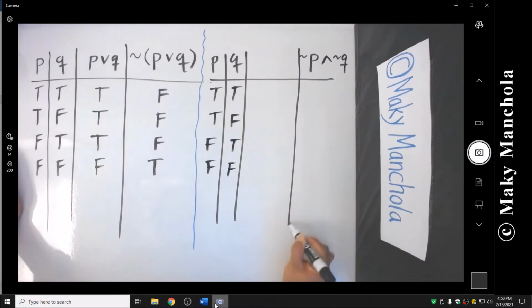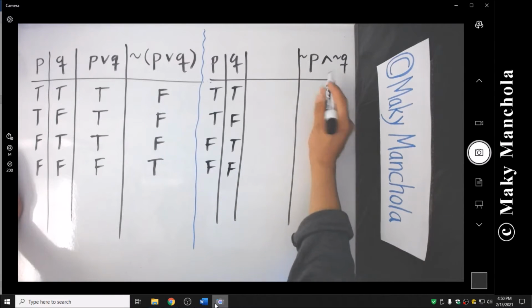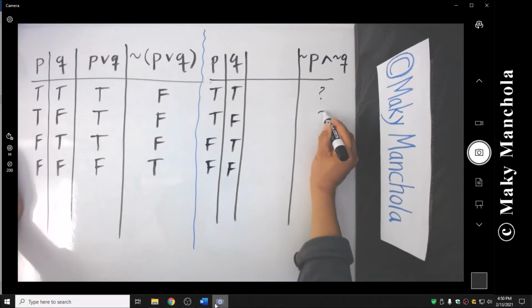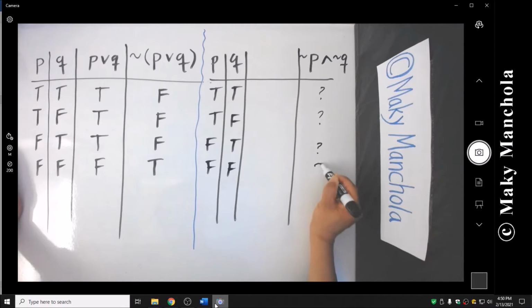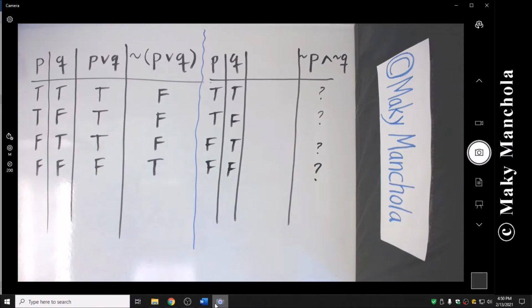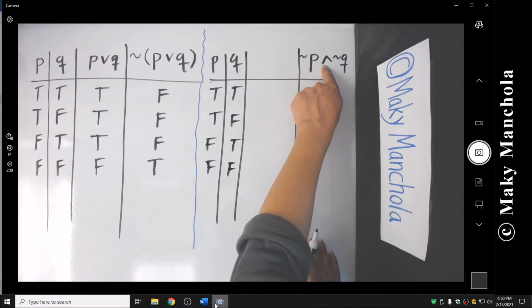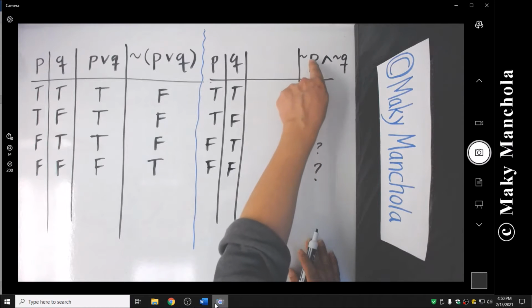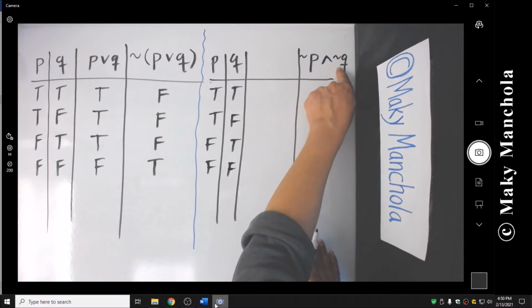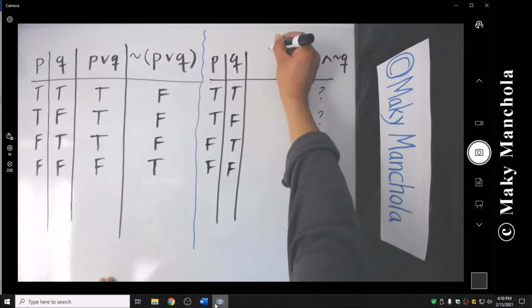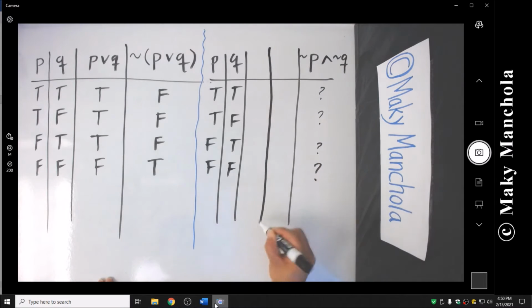We're after the truth values of negation of P and negation of Q. Before we can find the truth value of this conjunction, we need to know the individual truth values of negation P, also negation Q. So we will come up with those first. Let's do that right now.